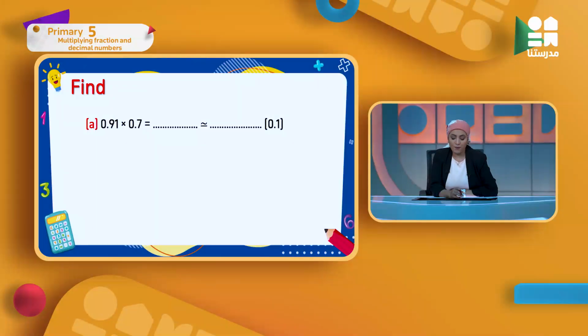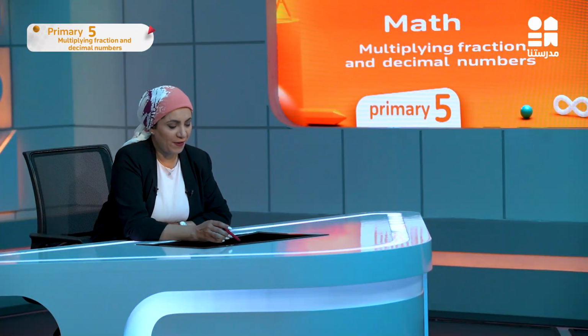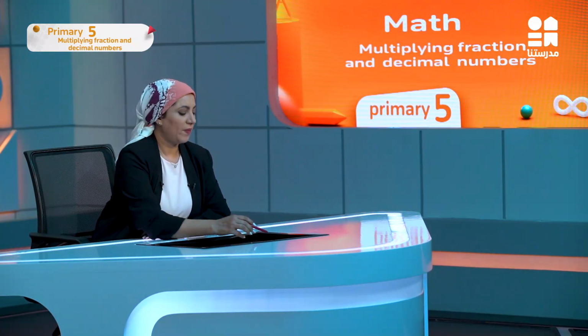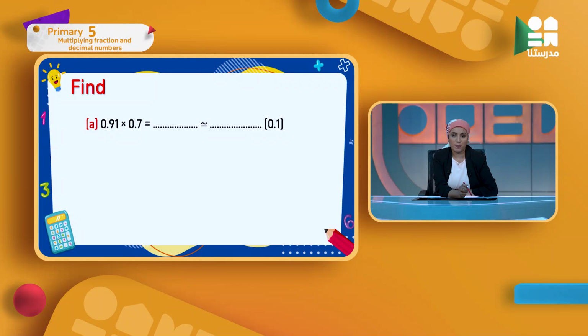Now, this example is to remind you with the approximation that we already took last year. So first, I will multiply the decimal numbers together. After that, I will approximate them to the nearest first place, which is the tenth here, 0.1. 0.91 times 0.7. Here, I will remove the decimal place, so it's 91 times 7.